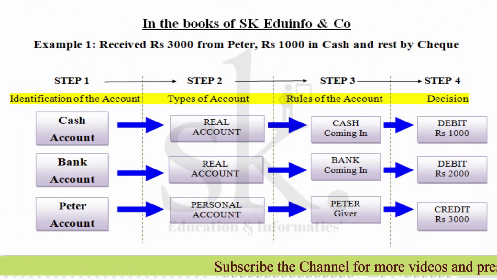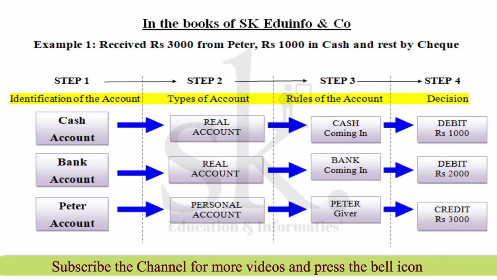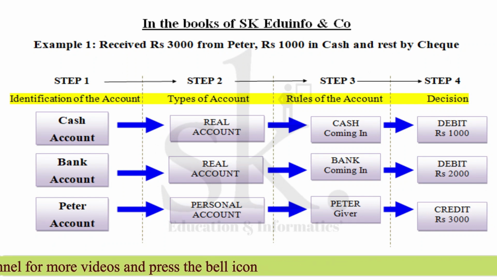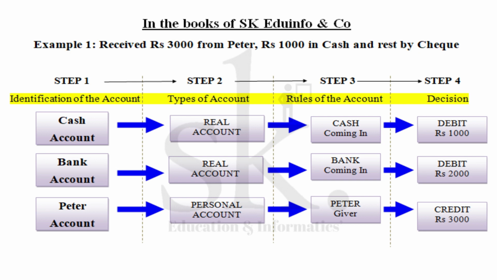So let's move on to example number 1. The transaction says that it received rupees 3,000 from Peter, rupees 1,000 in cash and the rest by check. So kindly note, we are doing this in the books of SK EDUINFO and Co. The company has received rupees 3,000 from Peter, rupees 1,000 in cash and the rest by check. So Peter is one account, which is a personal account. The other two accounts are cash as well as check, which is bank account.